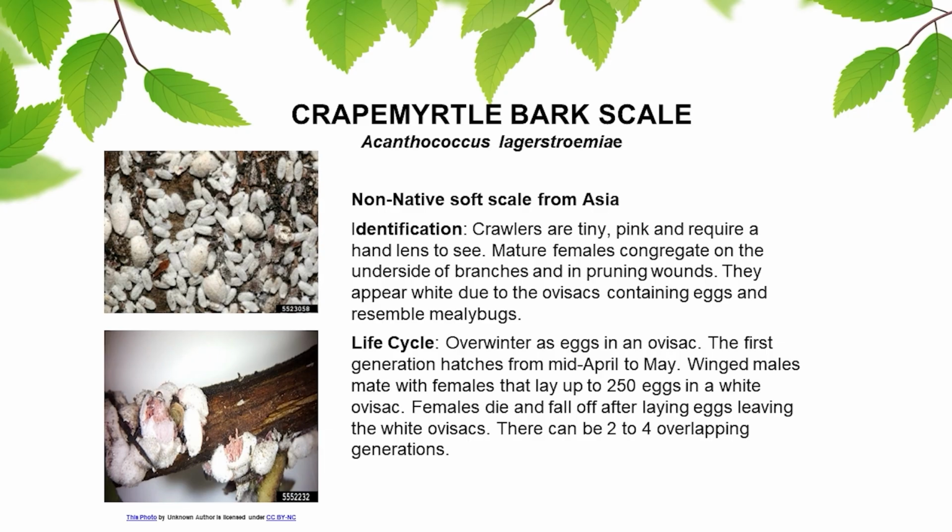The crepe myrtle bark scale overwinters as eggs in the ovisacs. The first generation hatches from mid-April to May. Winged males mate with females that lay up to 250 eggs in a white ovisac. The females die and fall off the tree after they have laid eggs. The white ovisacs remain in the tree. Crepe myrtle bark scale can have 2 to 4 overlapping generations per year.